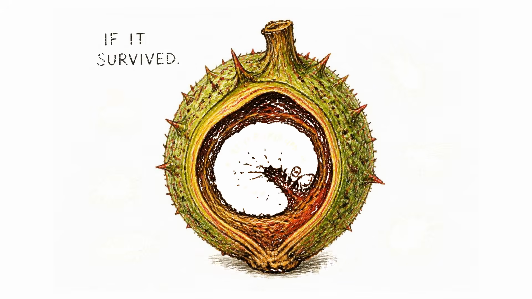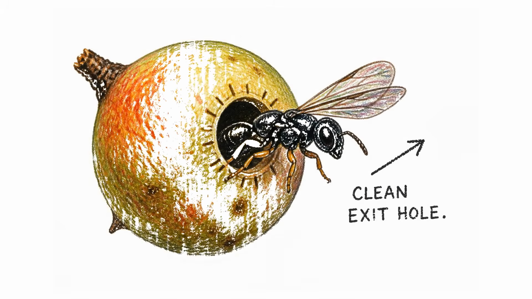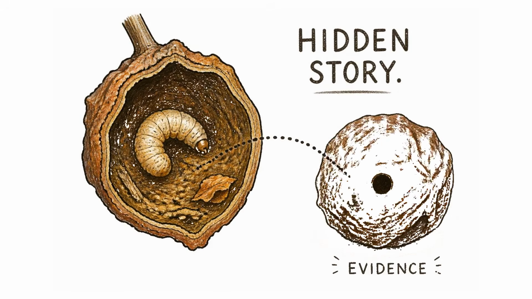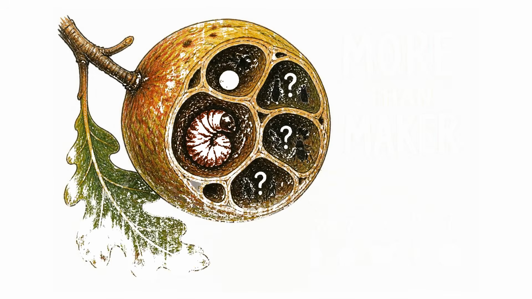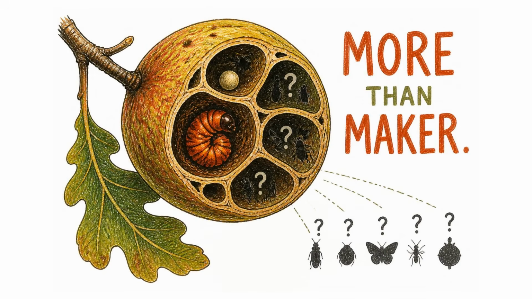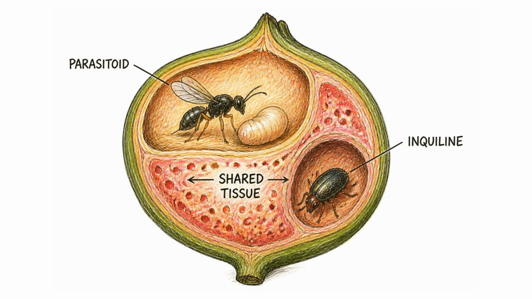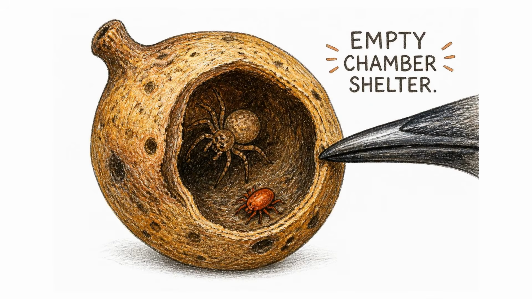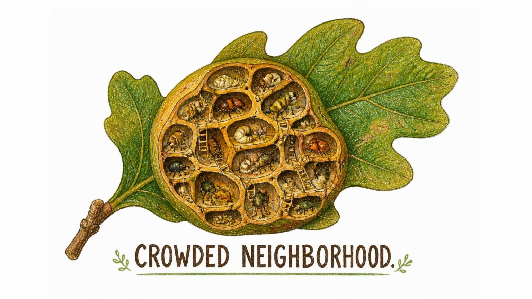Then one day, if the larva survived the other lives searching for it, an adult insect cut a clean exit hole and entered the outside world. That tiny hole in a dry brown gall is the end of a hidden story, or maybe only the visible part of a larger one, because the gall may have held more than its maker. A parasitoid may have found it. An inquilin may have shared the tissue. A bird may have tested it with its beak. A spider or mite may later use the empty chamber as shelter. What looked like a flaw on one leaf may have been a room in a crowded, overlapping neighborhood.